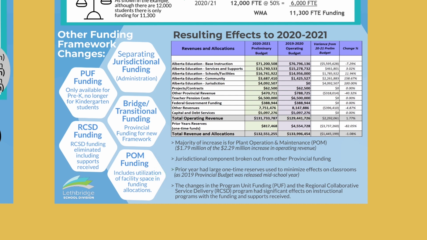The division, however, did benefit from the changes in the plant operation and maintenance funding, as this new allocation model includes a component based on the utilization of facilities within the division. This resulted in the division receiving an increase of $1.7 million in this funding, which is a targeted grant and must be used for maintenance and operations of its buildings. The budget does include some bridge funding as part of the new funding framework, in which this funding will be reduced or eliminated over the next couple school years.